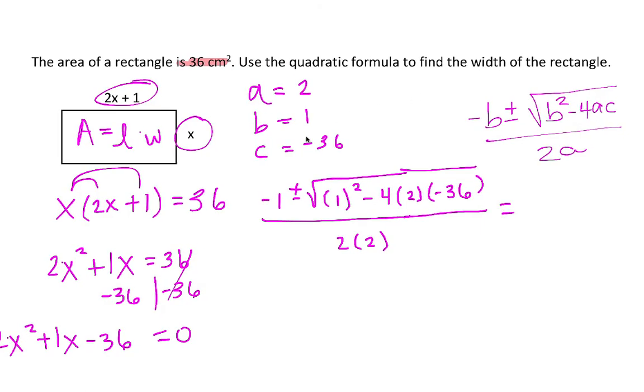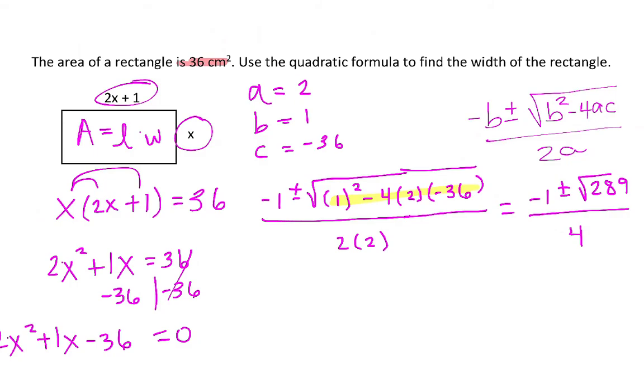All right, so now I'm going to simplify. So I have -1 plus or minus my radical. And what I'm going to do is I'm going to simplify the inside of the radical. So I'm going to type all of this into my calculator. So in my calculator, I'm typing in parenthesis 1 close parenthesis squared, subtract 4 times 2 times -36, and that's going to give me 289. To simplify the denominator, 2 times 2 is 4.